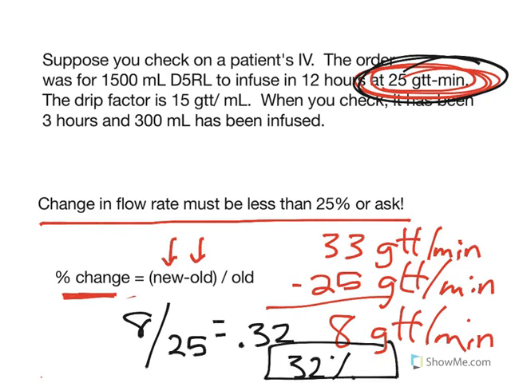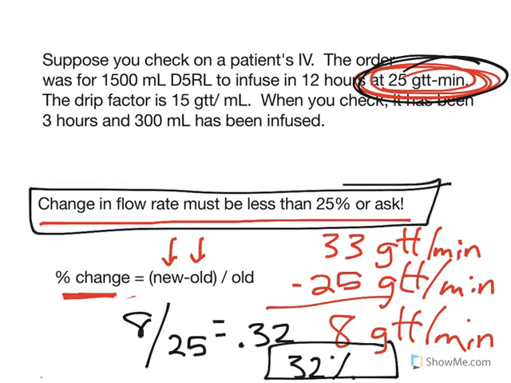Now checking in with our safety rating, we notice that the flow rate change must be less than 25%. Because this is a 32% change, we would need to ask our physician and make sure this change is okay.